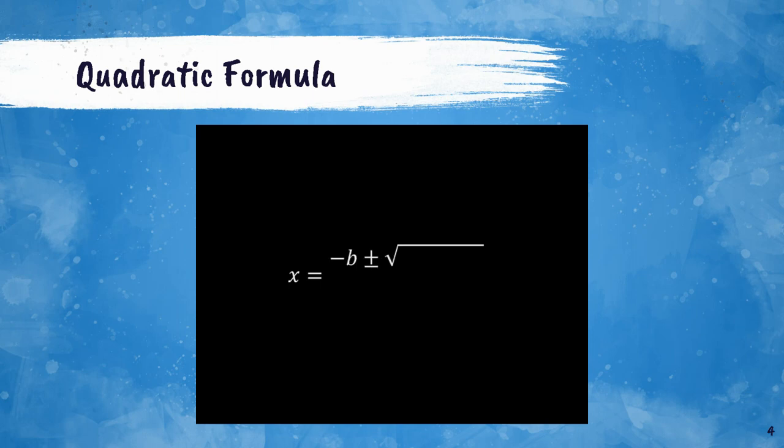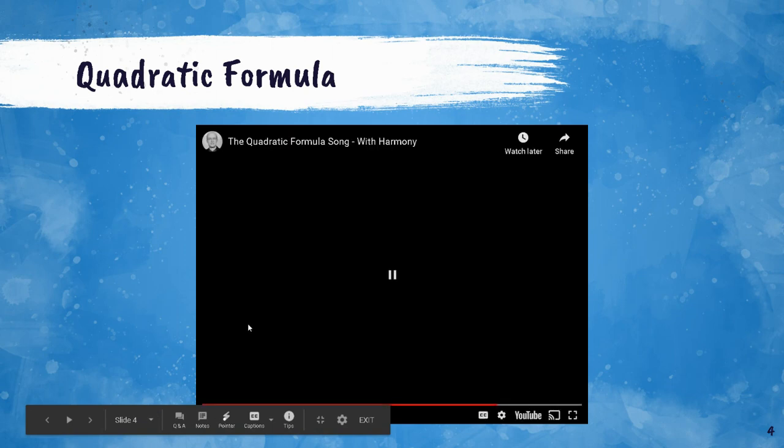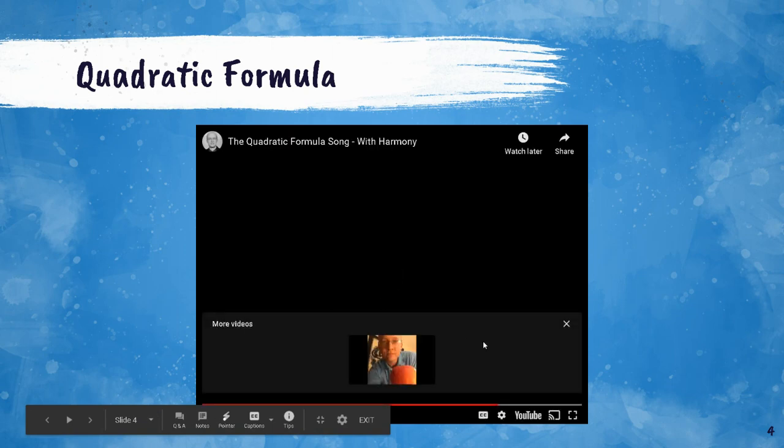Plus or minus the square root of b squared minus 4ac all over 2a. X is equal to negative b plus or minus the square root of b squared minus 4ac all over 2a.